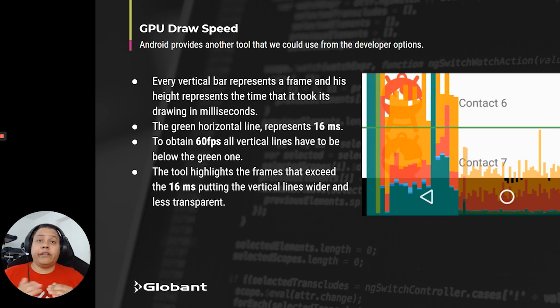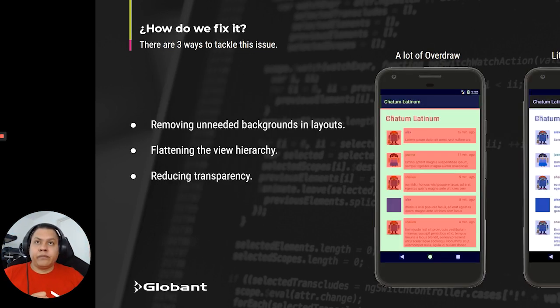The vertical bars that are above that limit, that horizontal green line, are going to be represented on screen by a wider bar and also a less transparent color, contrary to the ones that are below the 16 millisecond limit.